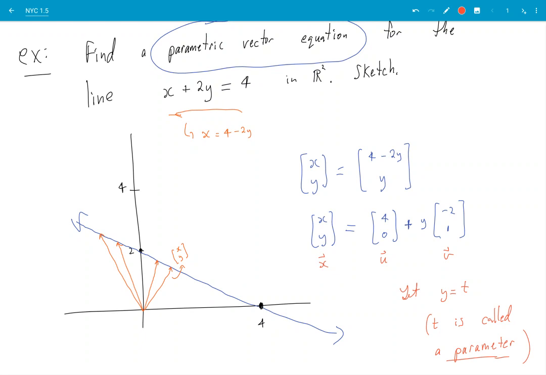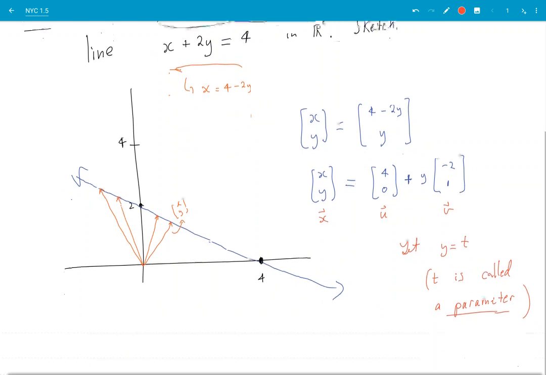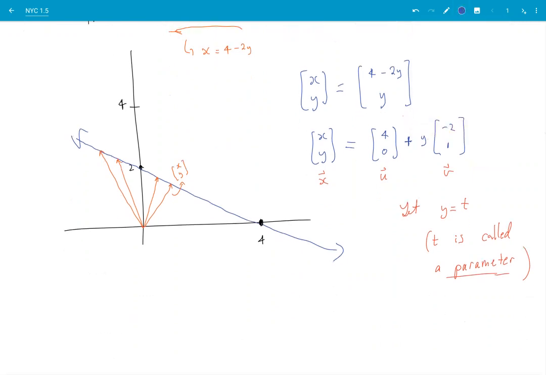Okay, recap. What did we do? We said think of the line as consisting of vectors that start at the origin and end on the line somewhere. And we looked at one of those vectors, called it x, y, and wrote it down here. We found that if you're on the line, x equals 4 minus 2y. So we made that replacement here, and we separated the right-hand side. And that gave us the equation we're looking for: x, y is equal to 4, 0 plus t, our parameter, times -2, 1.